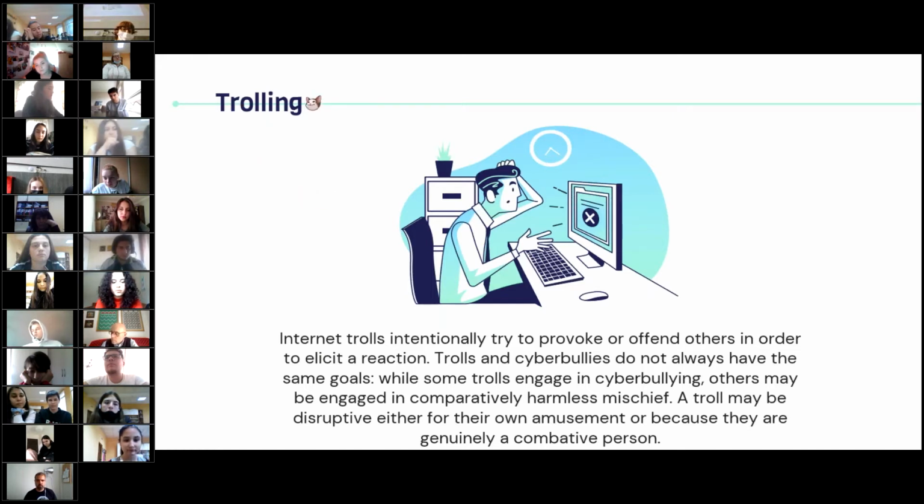Trolling. An internet troll intentionally tries to provoke or offend others to elicit a reaction. Trolls and cyberbullies do not always have the same goals. While some trolls engage in cyberbullying, others can be engaged in completely harmless mischief. A troll may be disruptive either for their amusement or because they're generally a combative person.